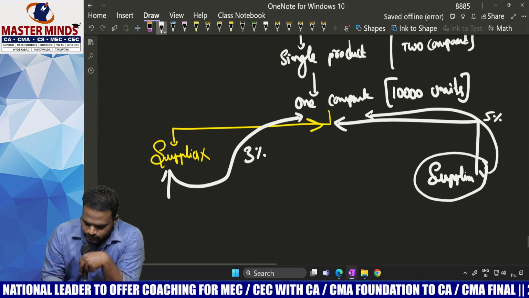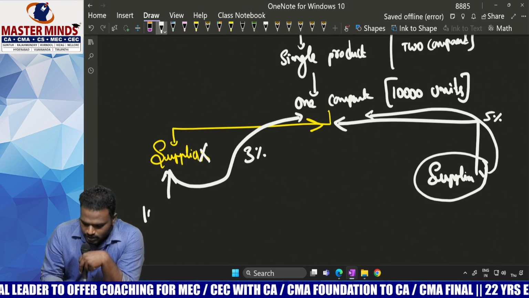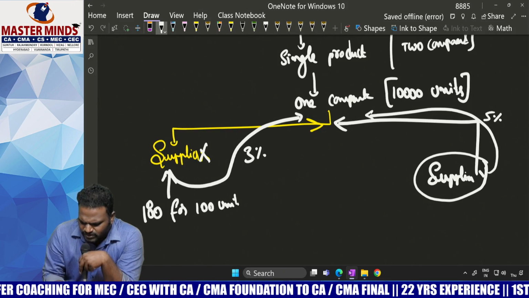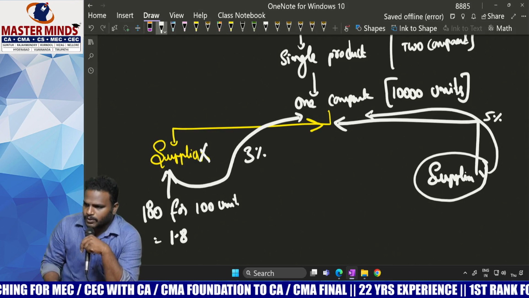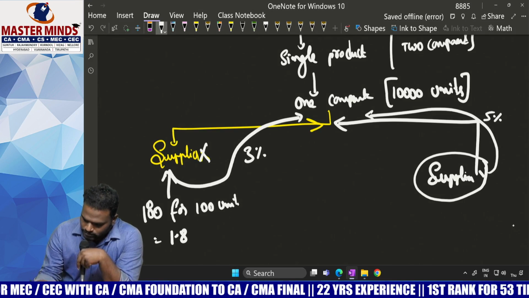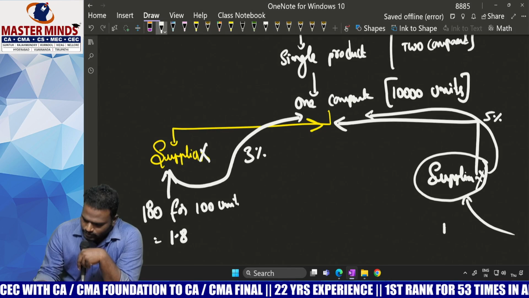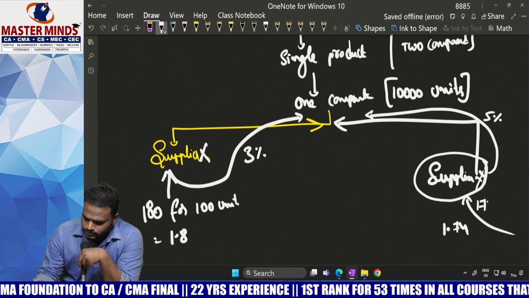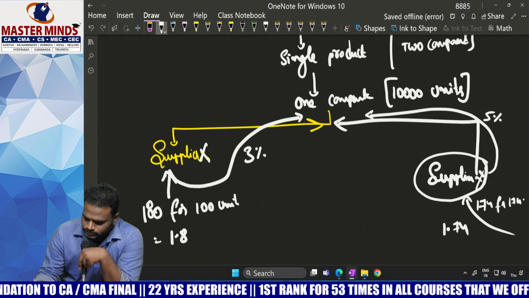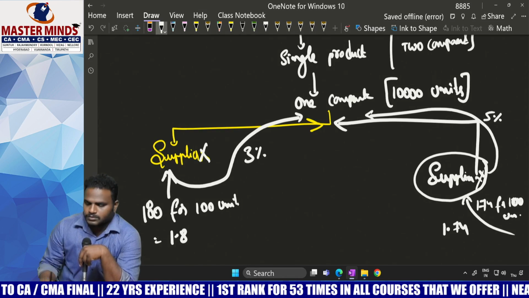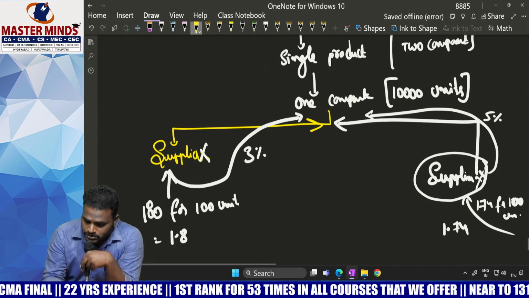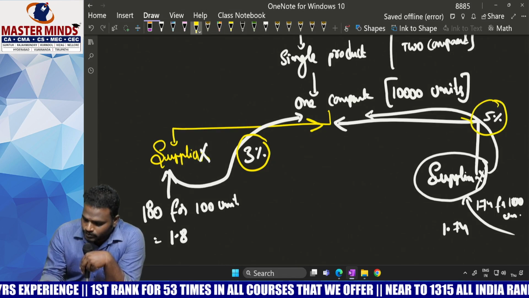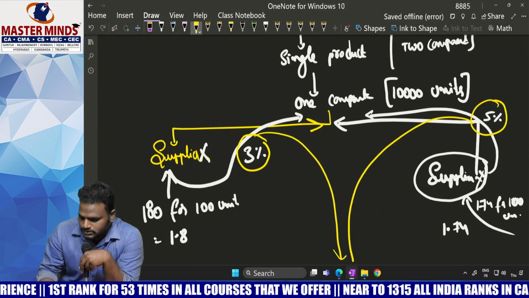The purchase price from supplier X is 180 rupees for 100 units. What is the rate for 1 unit? 1.8. From supplier Y, 174 rupees for 100 units, so for 1 unit, 1.74. Now, what happened is this 3% defective and 5% defective enter into our production process.